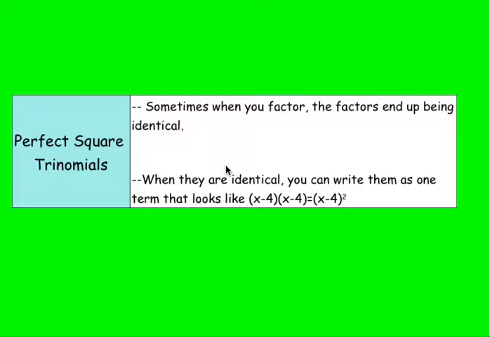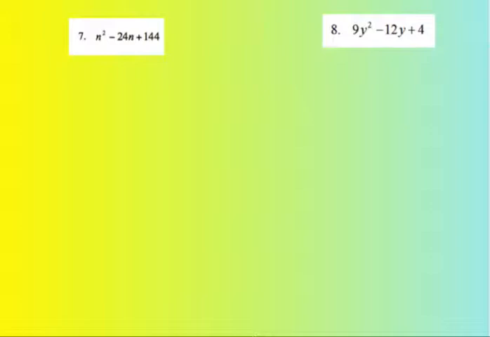For perfect square trinomials, sometimes when you factor, the factors end up being the same. So you have two parentheses that are the same. And when they're identical like that, you can write them as one term squared. So for example, x minus 4 times x minus 4 can become x minus 4, and all of that squared. So let's go ahead and take a look at practicing factoring some of that.